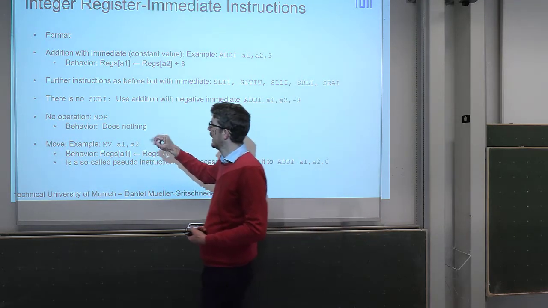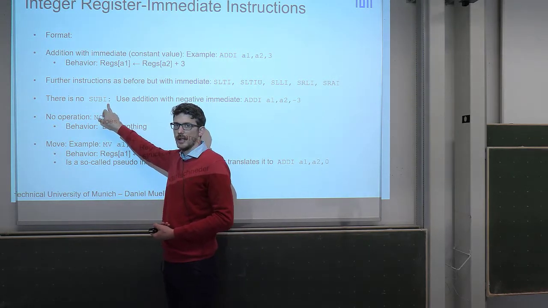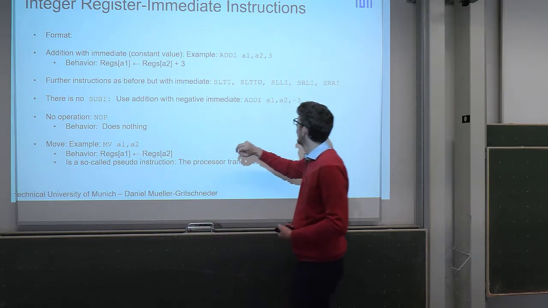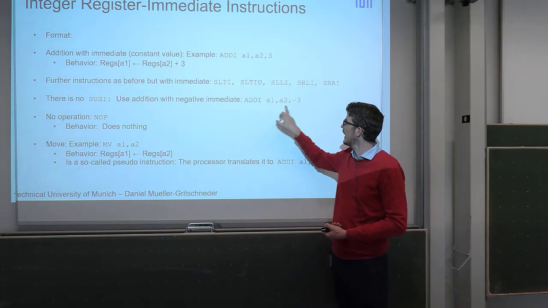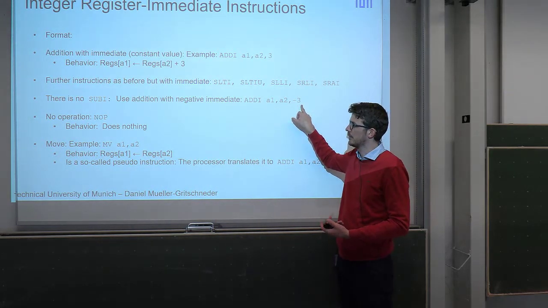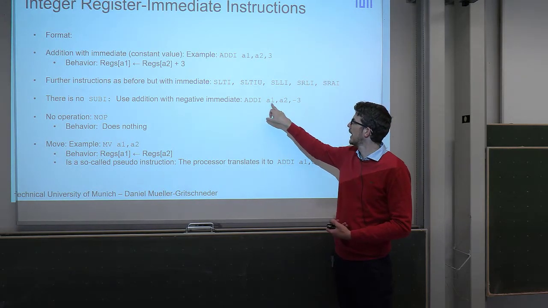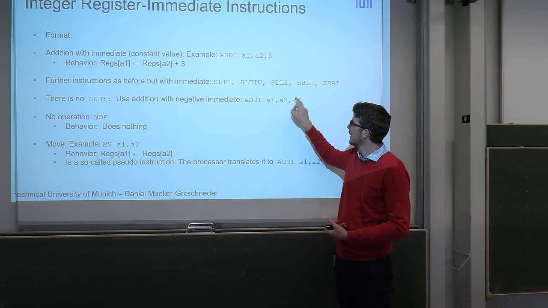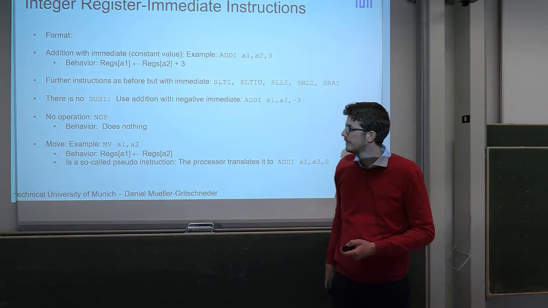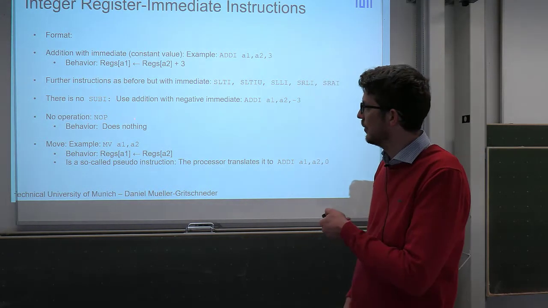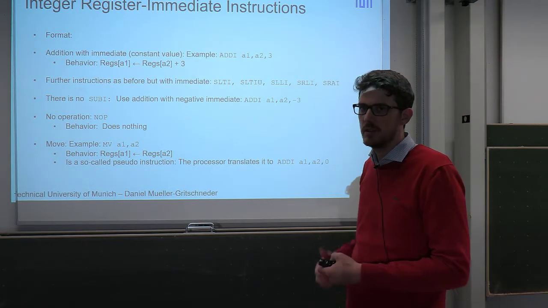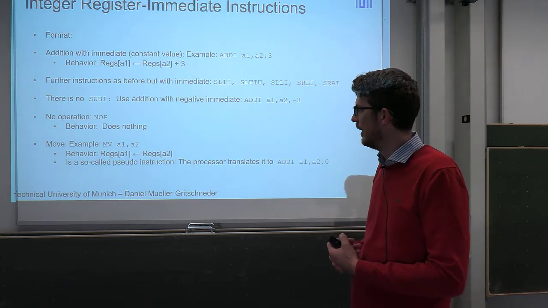What you have to be careful about is that there is no sub I, right? There is no subtraction with a constant. What you're just doing is taking the add I and using a negative value, right? And this gives you, like, sub A1, A2, 3 is the same as add I, A1, A2, minus 3. Also, there's one operation, the NOP operation. You can put this in, it actually does nothing.